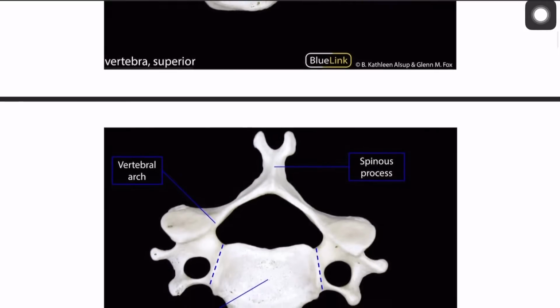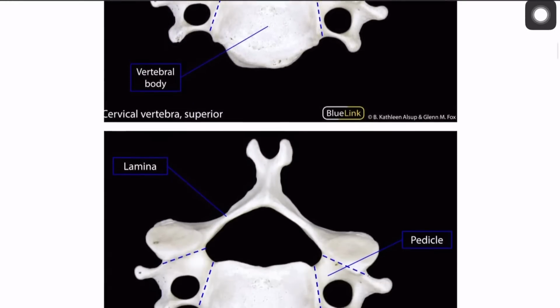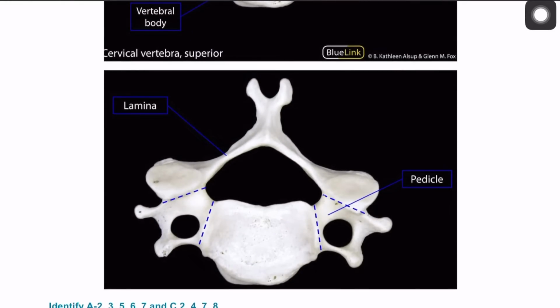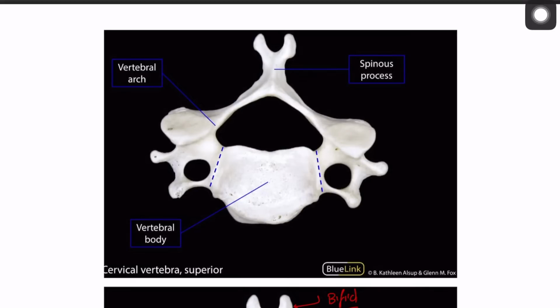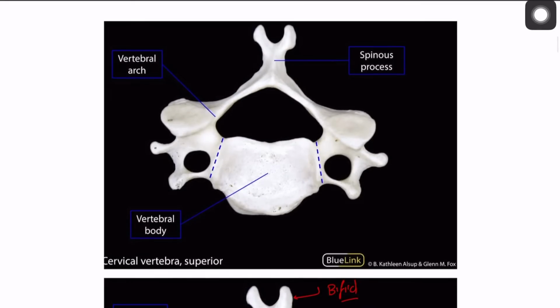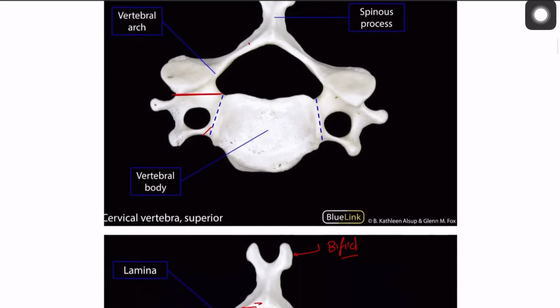We need to identify also the lamina and the pedicle. So this looks like the pedicle, which comes from these two processes. And the lamina on the other side will be this area. That is the lamina of the cervical vertebra, and obviously here you have a bifid spinous process and a very small transverse process. This is the vertebral body, and again this is the spinous process, and that's something called the vertebral arch as well. We know that this is the pedicle, and you have the lamina in there as well.